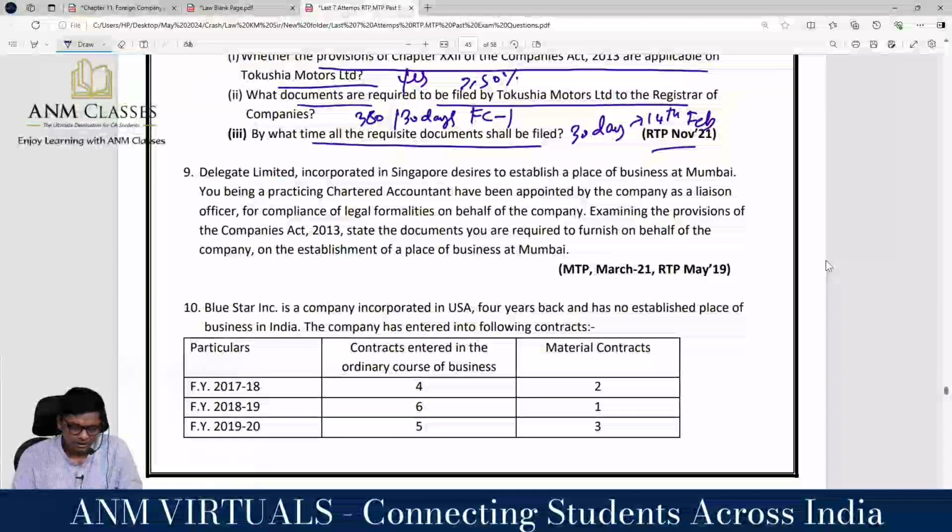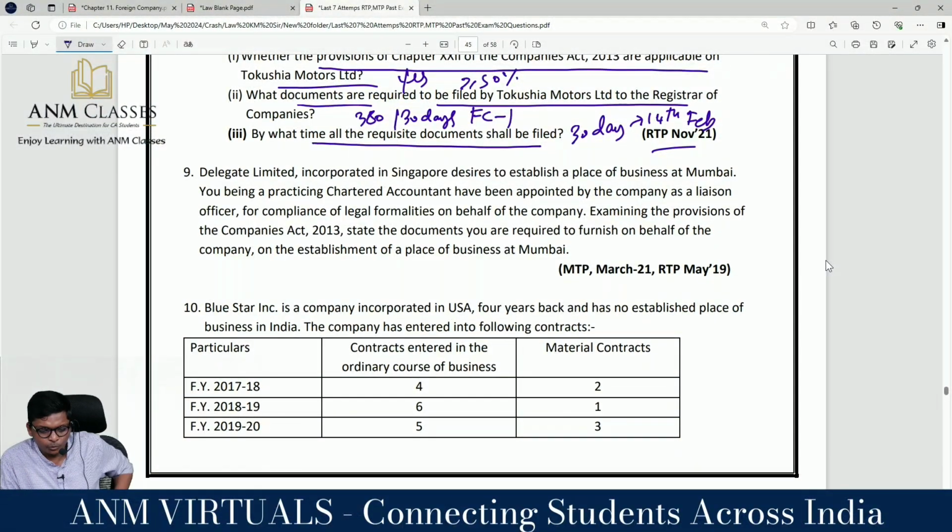Okay. Next. Delegate Limited, incorporated in Singapore, desires to establish place of business at Mumbai. You being the practicing CA have been appointed by the company as a liaison officer, that means doing legal work for them, for compliance of all legal formalities on behalf of company. Examine with provisions, state documents that you have to file after establishing place of business in Mumbai.